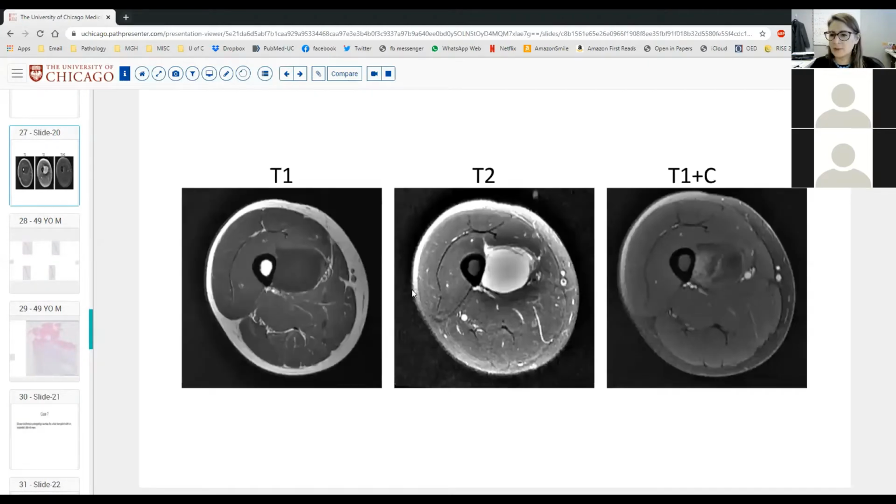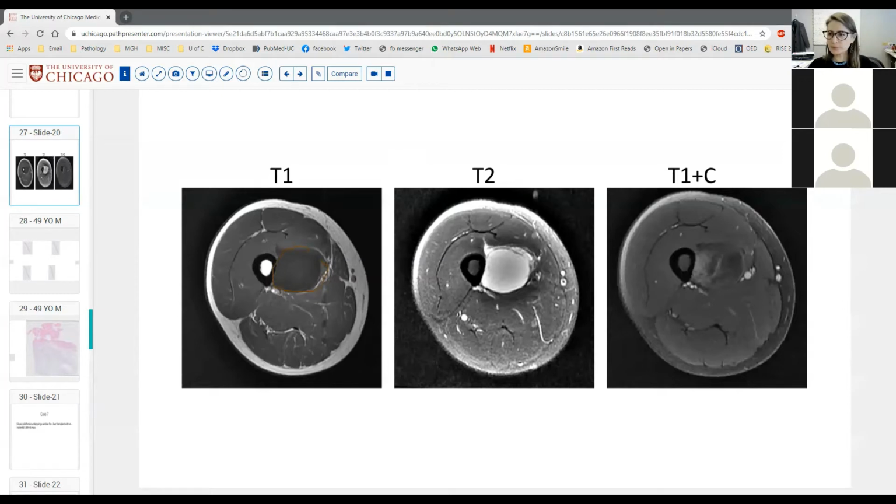All right, Heather, you want to talk about the imaging? Sure. I popped in 3 adjacent cross sections from his MRI, and you can see on T1 that it's got this very well circumscribed lesion in the middle of the muscle, nudging right up on the bone here, but not really invading it. And it's very hypodense on T1.